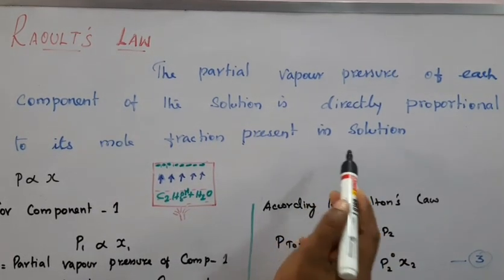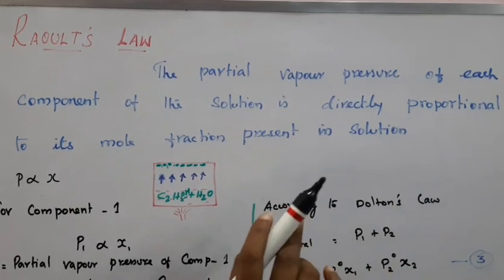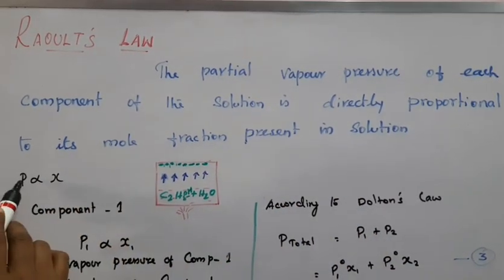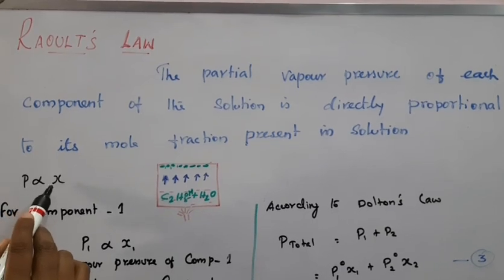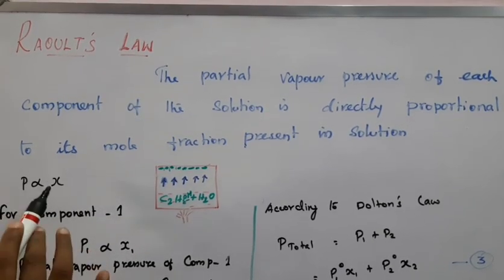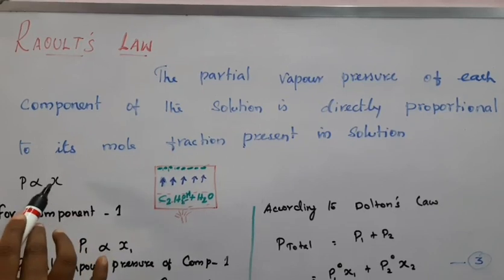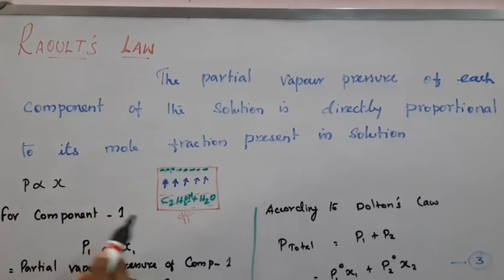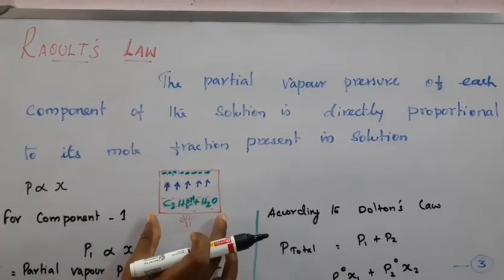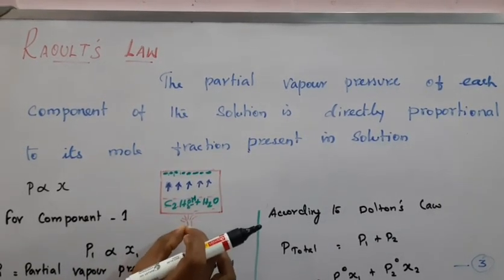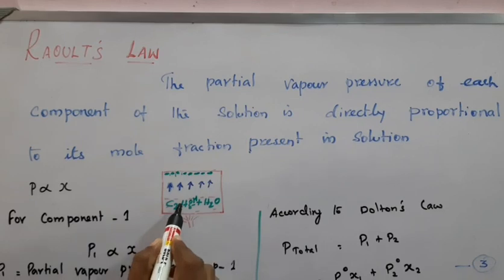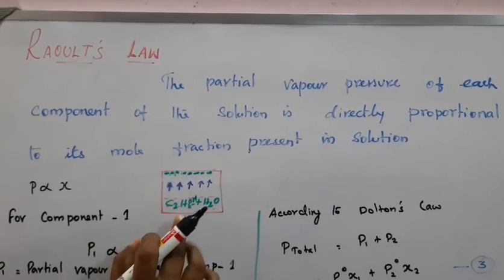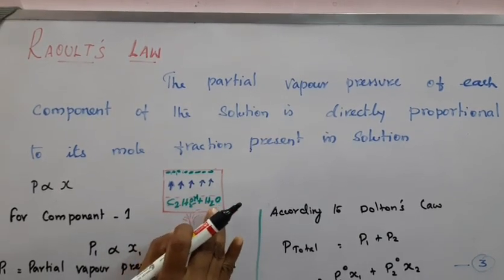So it may be a volatile solute or non-volatile solute present in a solvent. So here the partial pressure is directly proportional to the mole fraction of the solution. Solution means component A and component B, or component 1 and component 2. Suppose we take a closed container. Let me take an example of alcohol mixed with water. Here the alcohol is a volatile substance present in a solvent.